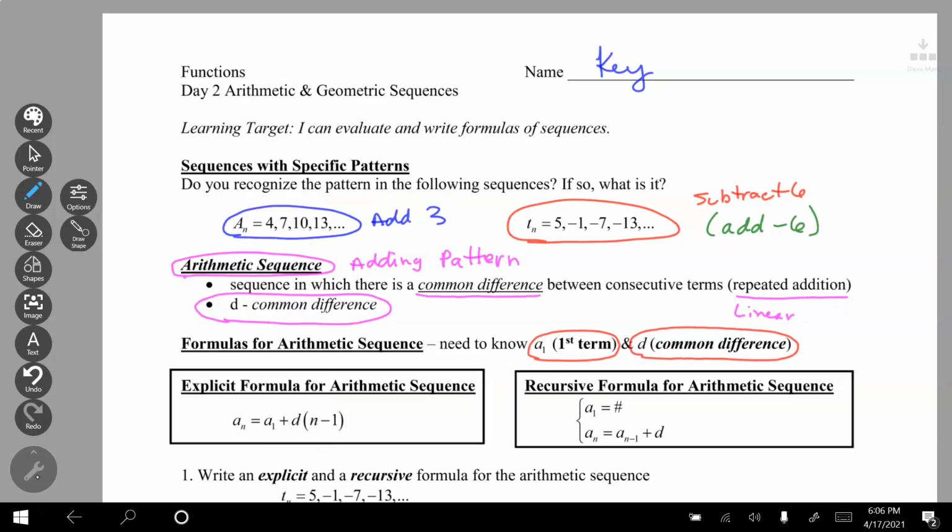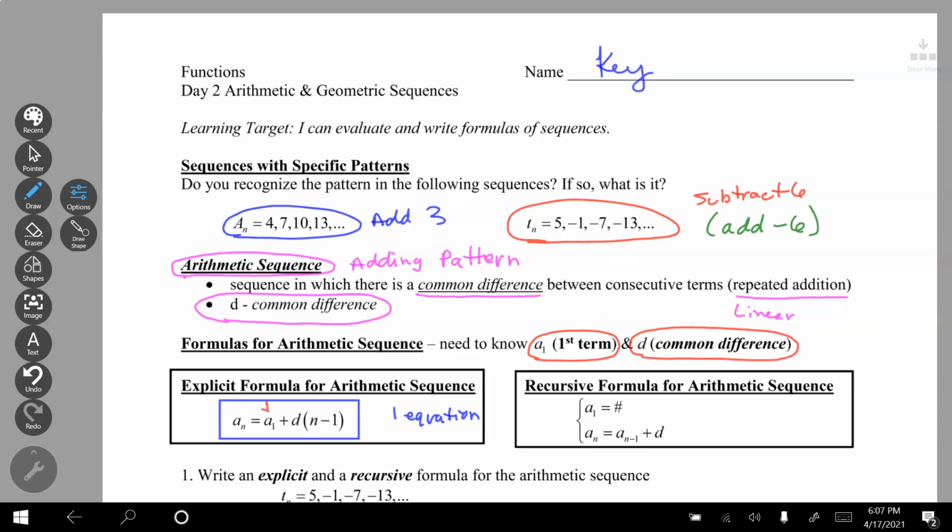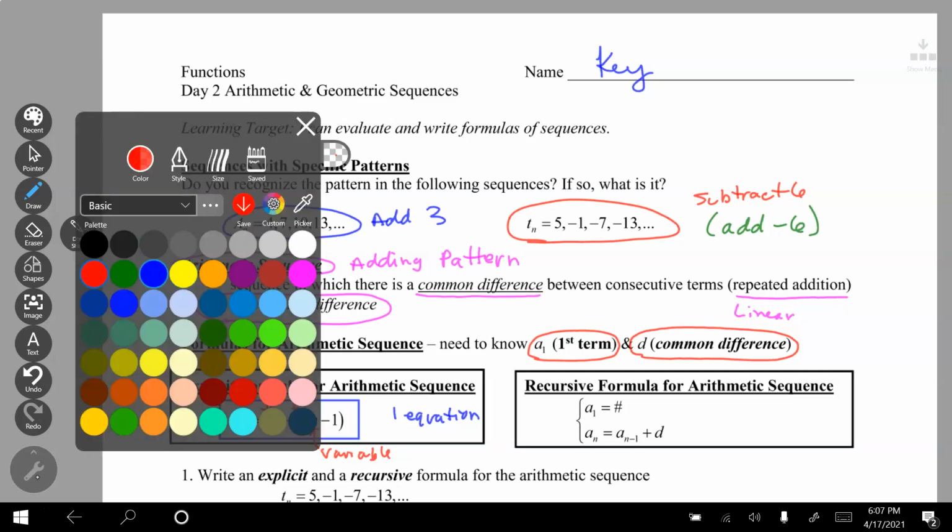And here is my formula right here. Using an explicit formula. Remember, that is just one equation. The two things I know are the first term and the difference. And n is my variable. That's what I'm going to change. First term I use n equals 1. Fifth term I use n equals 5.